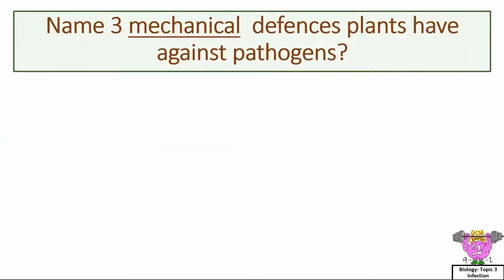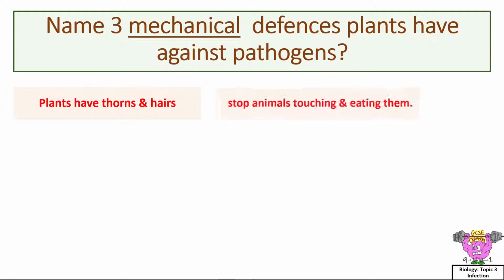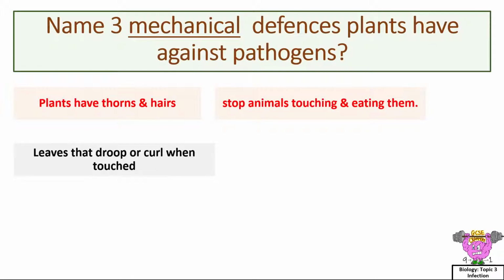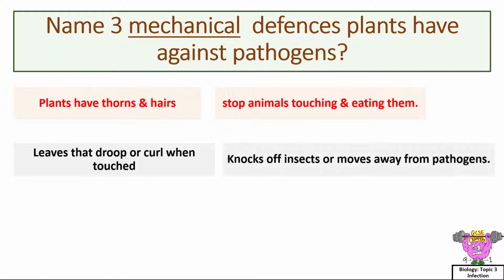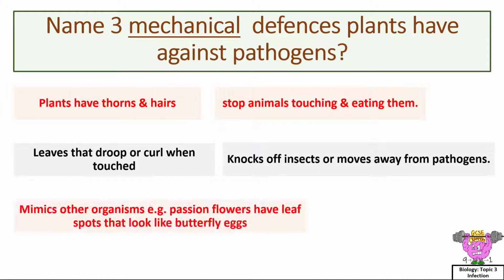Name 3 mechanical defenses plants have against pathogens. Plants have thorns and hairs, which stop animals touching and eating them. Leaves that droop or curl when touched, that knocks off insects or moves away from pathogens. Mimics other organisms, for example passion flowers have leaf spots that look like butterfly eggs. This stops other butterflies laying eggs on them.